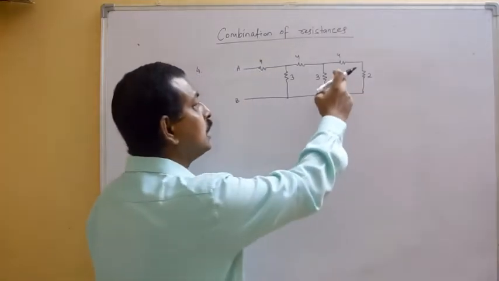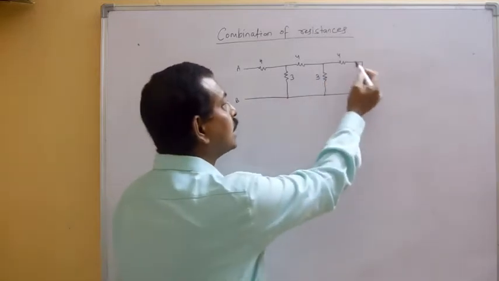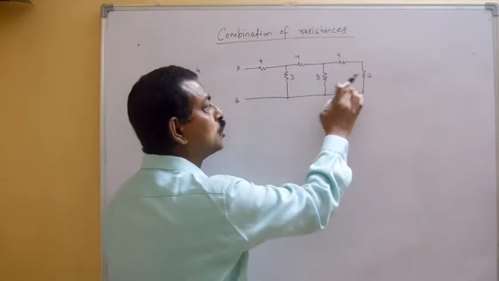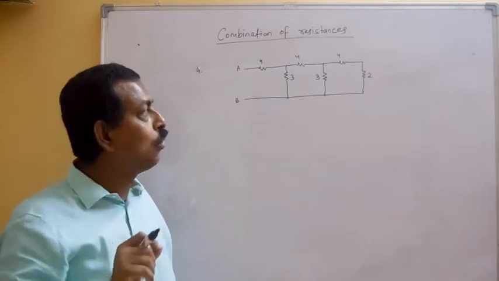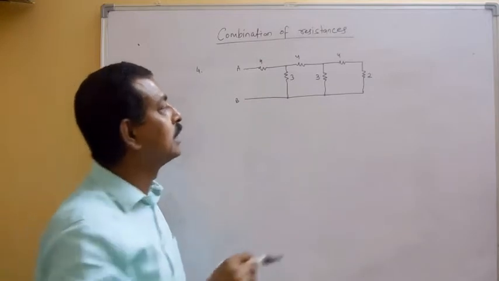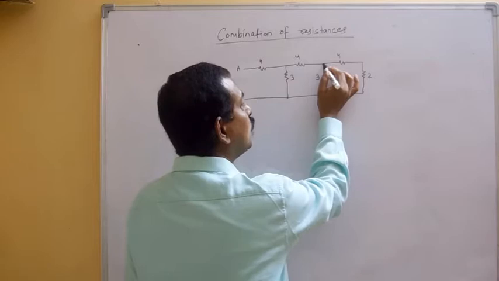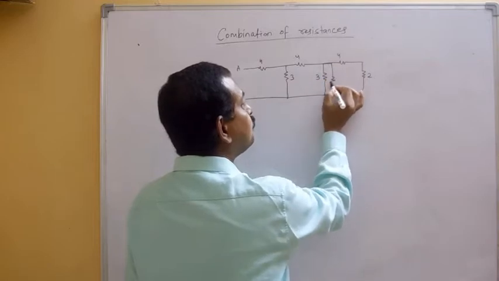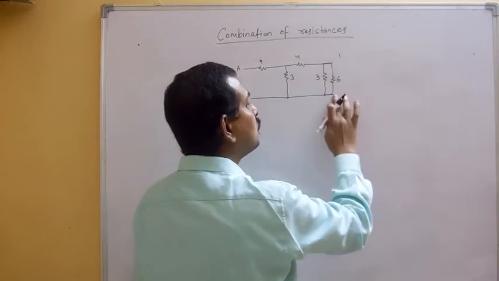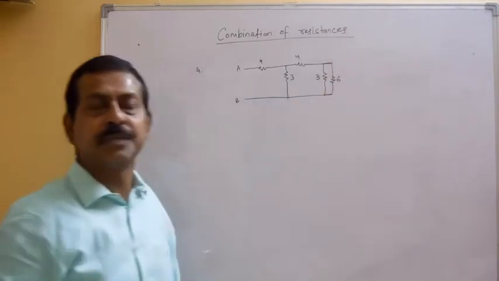Here you can see this 4 ohm and this 2 ohm. They are connected in series because the same current flows through these two. So 4 ohm and 2 ohm, they are connected there in series. So obviously their equivalent resistance will be how much? It will be your 6 ohm. So now these two are represented by a single resistance of 6 ohm here.